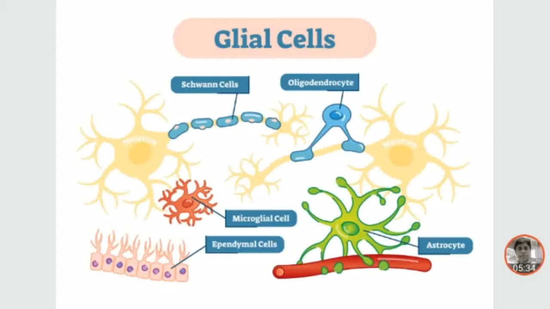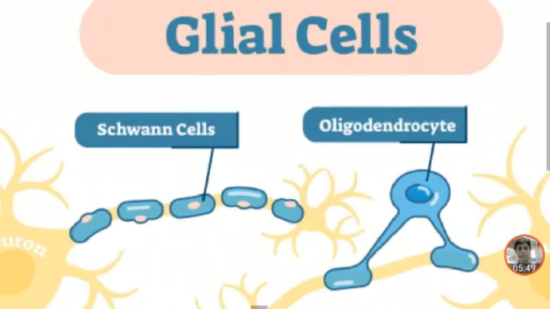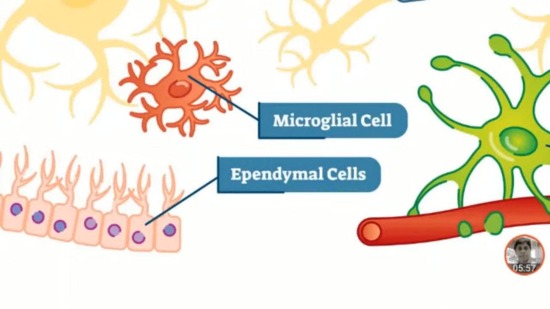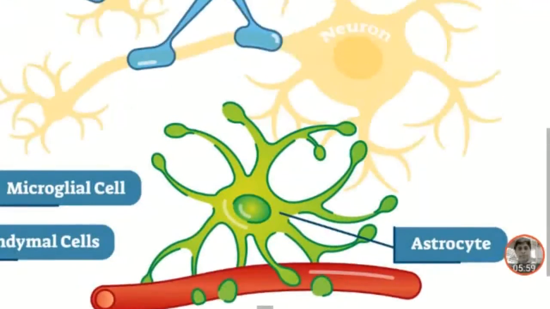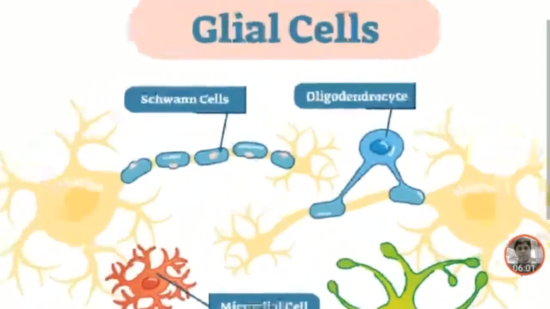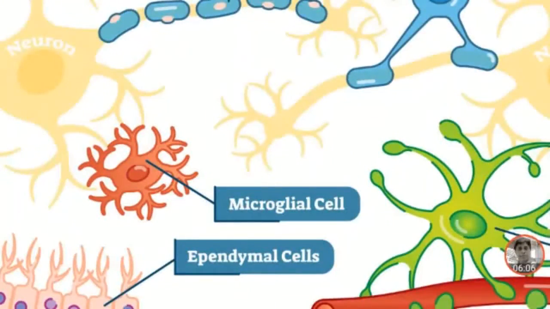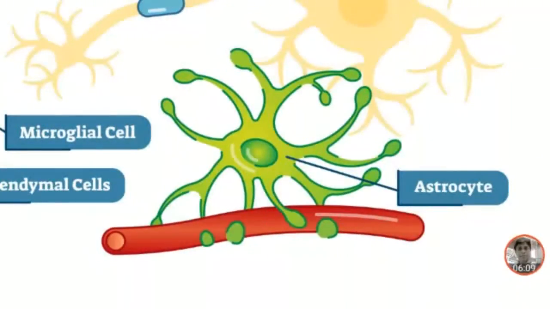Along with the nerve cells, the nervous system consists of glial cells. They are nourishing cells, nutritive cells. They are very important in association with neurons to carry out the functions. There are different kinds: Schwann cells, oligodendrocytes, microglial cells, ependymal cells, astrocytes. Once again, glial cells are of different kinds: Schwann cells, oligodendrocytes, microglial cells, ependymal cells, and astrocytes.